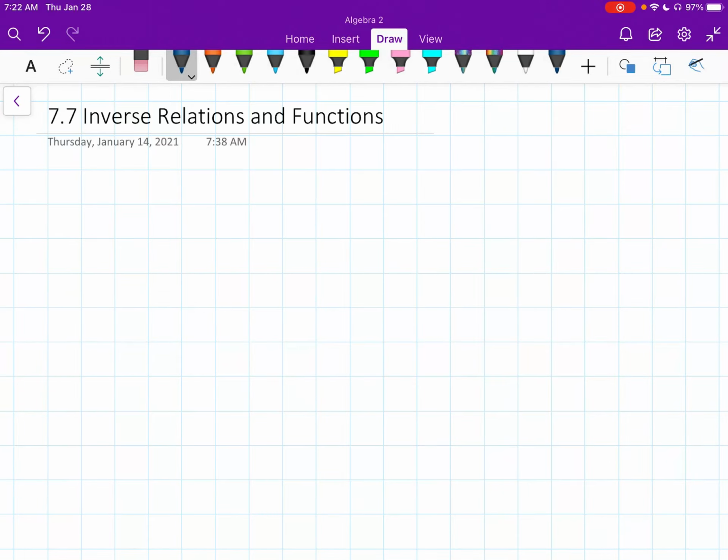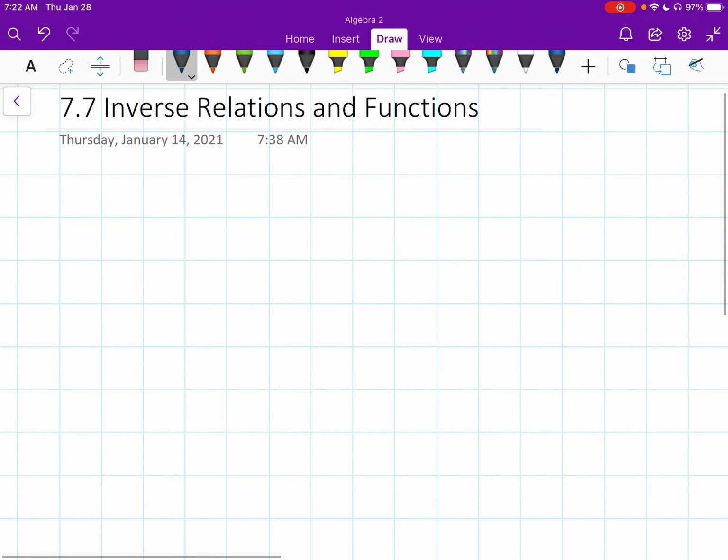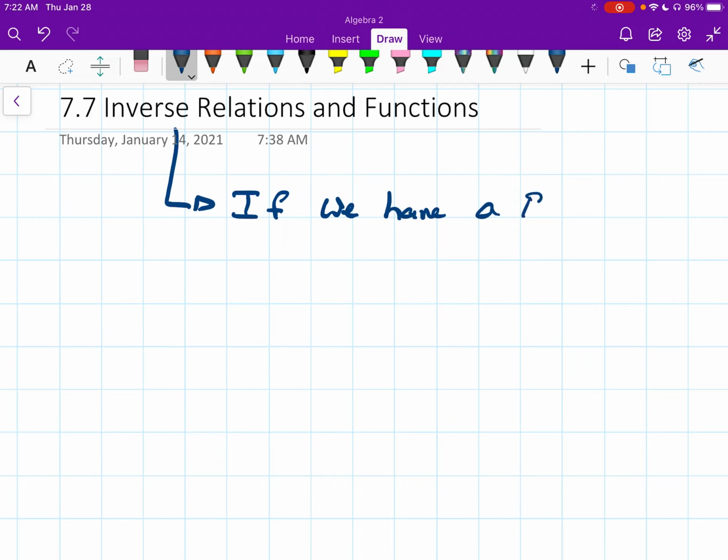All right, 7-7 inverse relations and functions. So starting off, what is an inverse relation? We'll start off by saying, if we have a relation, right? Think of any kind of linear function or something like that. That's a relation.